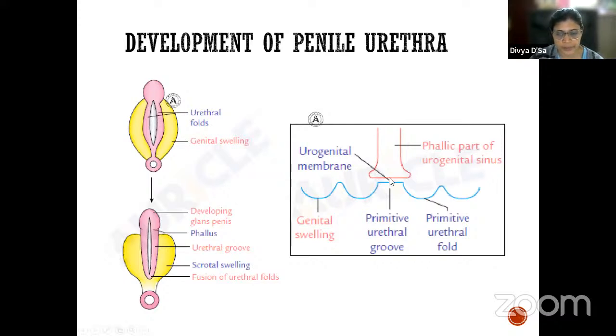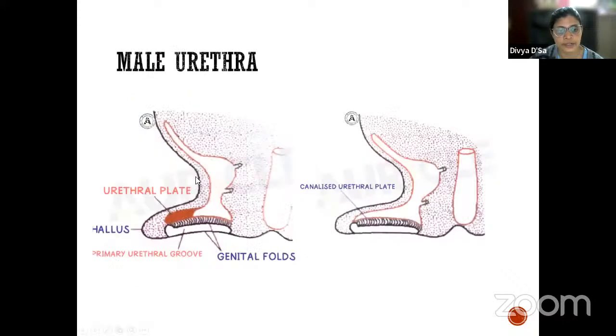Now the endodermal epithelium. This phallic part is derived from the hindgut, isn't it? And hindgut is basically the endoderm part, isn't it? So now this endodermal lining of the phallic part of the urogenital sinus will proliferate to form what we call the urethral plate. So this is the urethral plate, and this urethral plate also will extend forwards along with the phallus, along the floor of the primitive urethral groove.